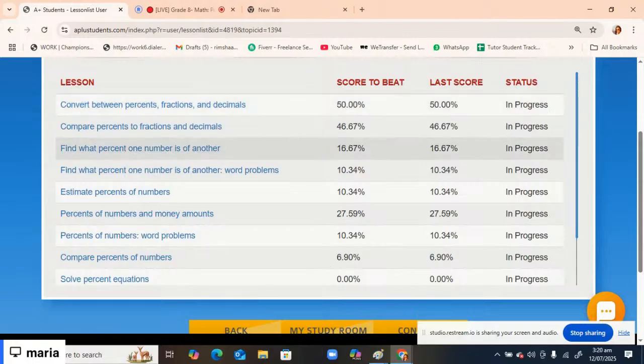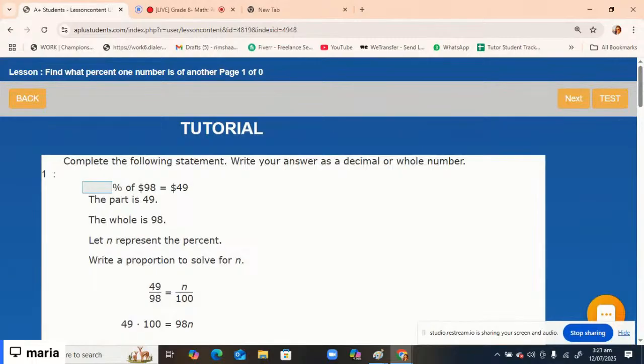Find what percent one number is of another. So which percent of $98 is equal to $49? The part is 49 and the whole is 98. Whole number is 98, part is 49. And n represents the percent. So write a proportion to solve for n.